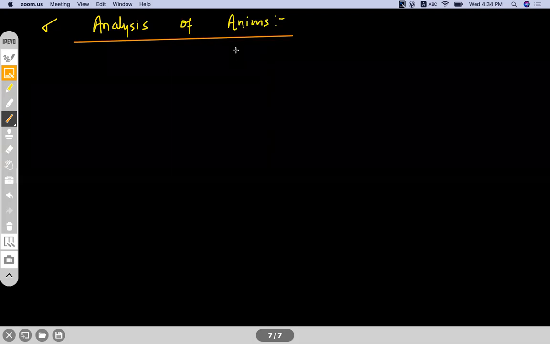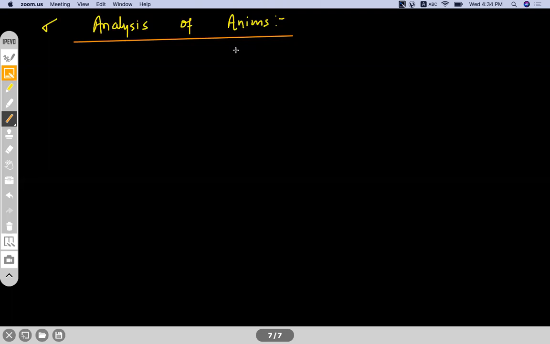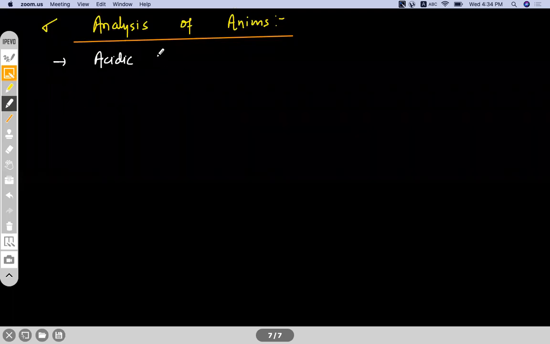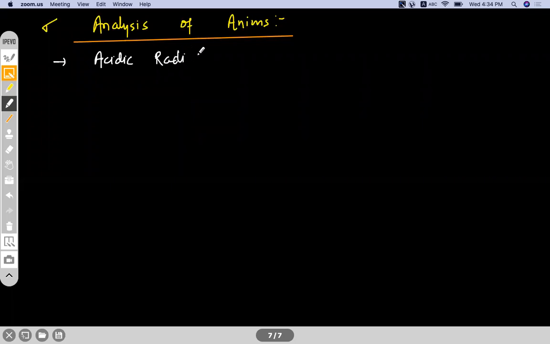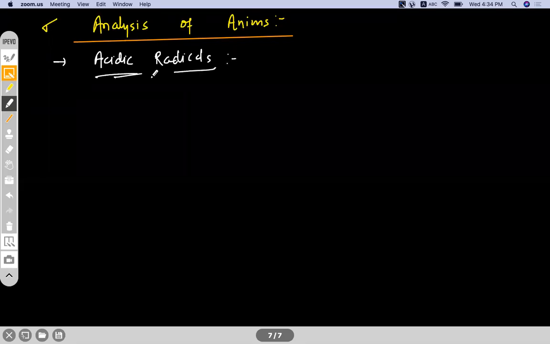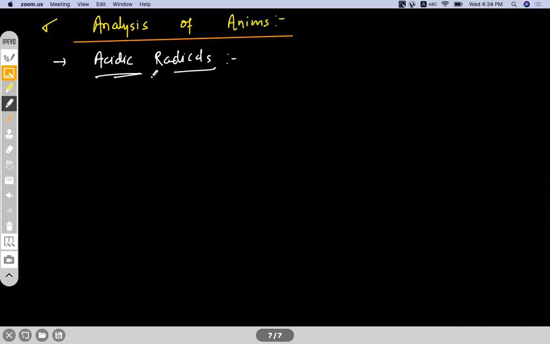Okay, so like I said, for analysis, ions are classified into two: one is acidic radical and the other one is basic radical, right? Acidic radicals are anions itself. Basic radicals are cations. So we are talking about anions here, which means we're talking about acidic radicals, both are the same thing. So for this also, we have three different groups in this. Means under anions, we have three different groups, okay?